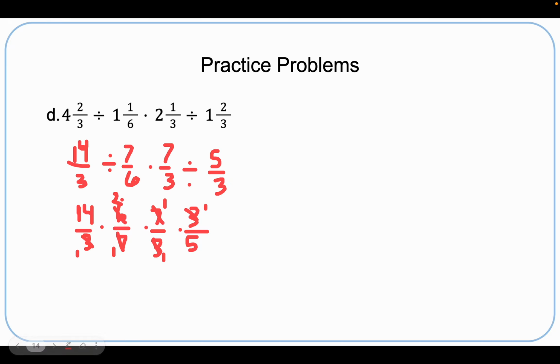So we have 14 times 2 times 1 times 1. It's 28. And in our denominator, 1 times 1 times 1 times 5. So our final answer is 28/5.